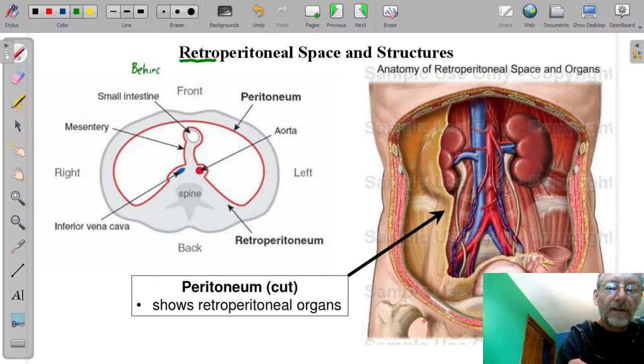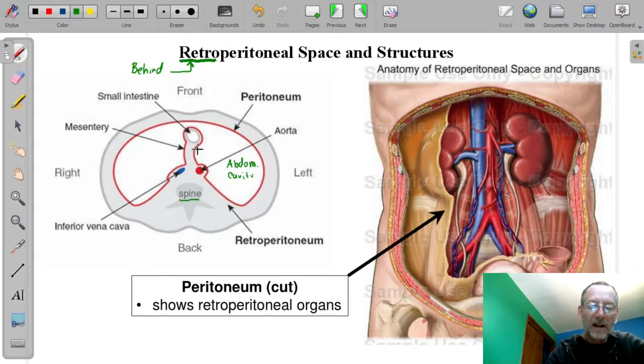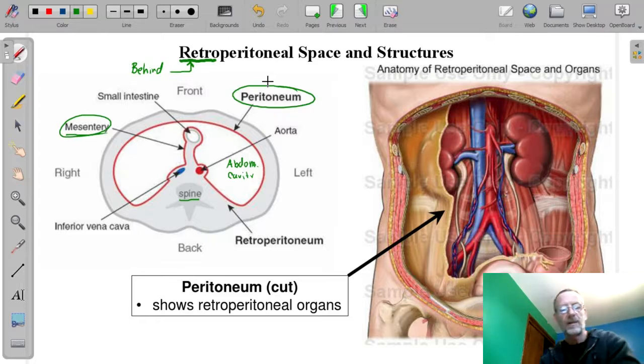Behind. So this is literally a space behind the peritoneum. And there are different structures that are retroperitoneal. So, cross section again of the abdominal cavity on the left. You see the spine, so posterior and anterior, and this is all the abdominal cavity. And here's a little piece of the mesentery. And then it's lined with the peritoneum. They just kept everything with the red membrane. They didn't switch colors like I did.